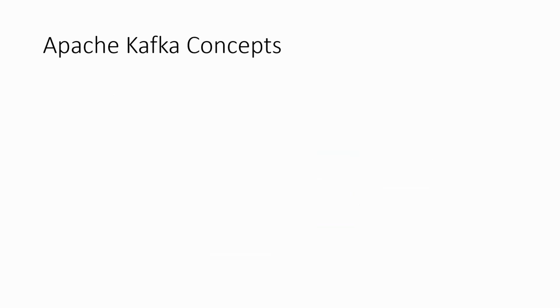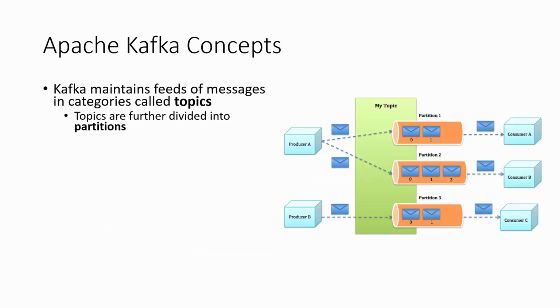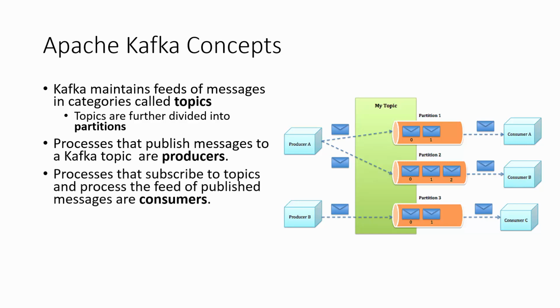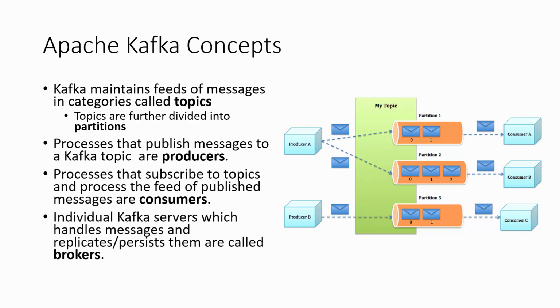So let's run through a bunch of concepts in Kafka. Kafka maintains a feed of messages in categories called topics, and topics are further subdivided into partitions. The processes that publish these messages to a Kafka topic are known as producers. The processes that subscribe to topics and then process the feed of published messages are known as consumers. The individual Kafka servers that handle these messages and then replicate or persist them are known as the Kafka brokers.